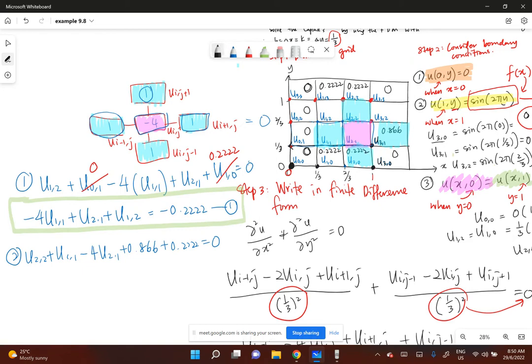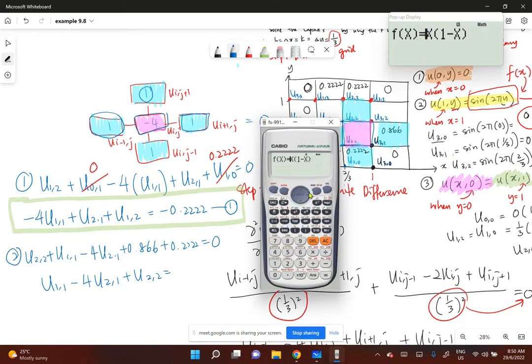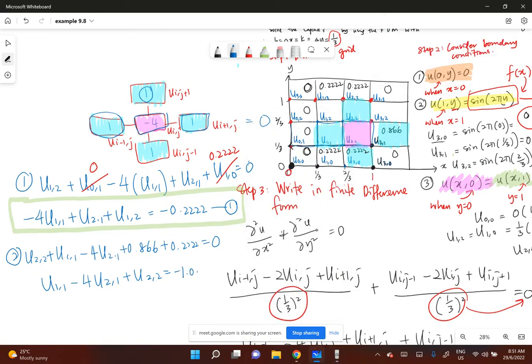So now the second equation will become U11 minus 4U21 plus U22 equal to negative 0.866 minus 0.2222. So we get negative 1.0882. So this is the second equation.